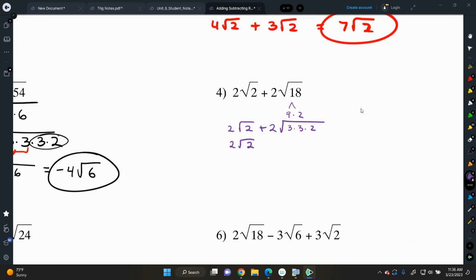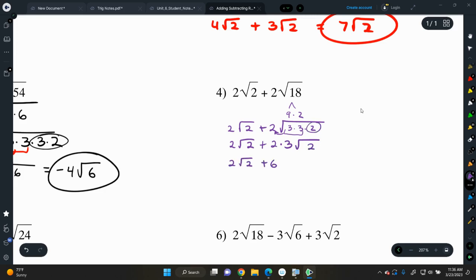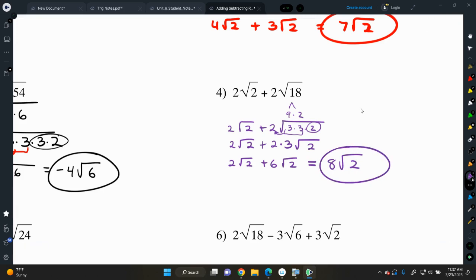Okay. So we factor the 18, so we're going to rewrite this as 2 times the square root of 3 times 3 times 2. Now we can take these 3's out. So now outside, we combine what's outside, and we're left with the 2 inside. So now we have 2 root 2 plus 6 root 2. Angel, what does that give me? That would be 8 root 2. Yes, very good. Okay, 8 root 2. Questions?